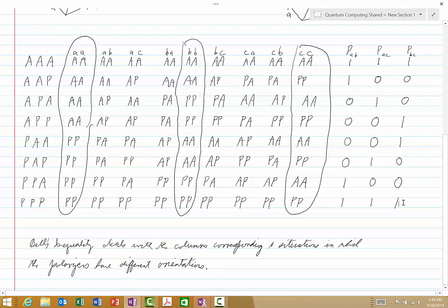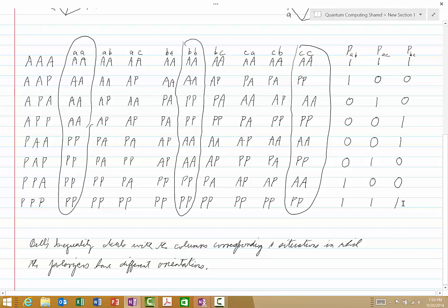Now, the important point here, as far as Bell's inequality is concerned, is that in each one of these cases, so for each one of the different equivalence classes, we have at least one value of 1 over here on the right. Here we have 3 values of 1. Here we have 1, 1, 1, 1, 1, 1, and then 3 values of 1.